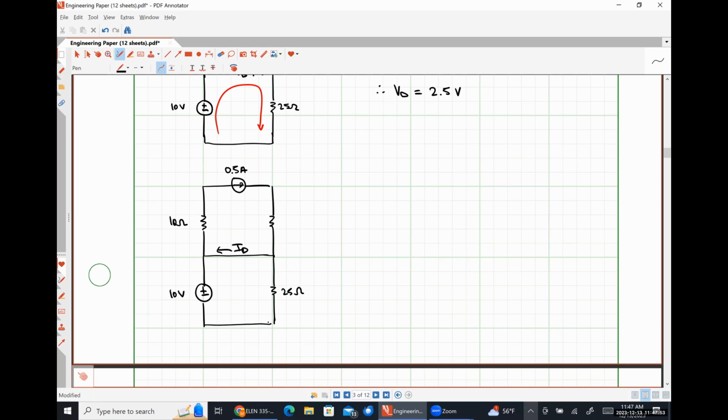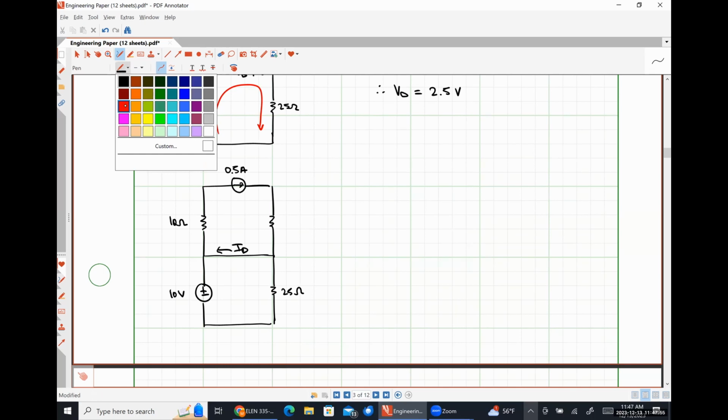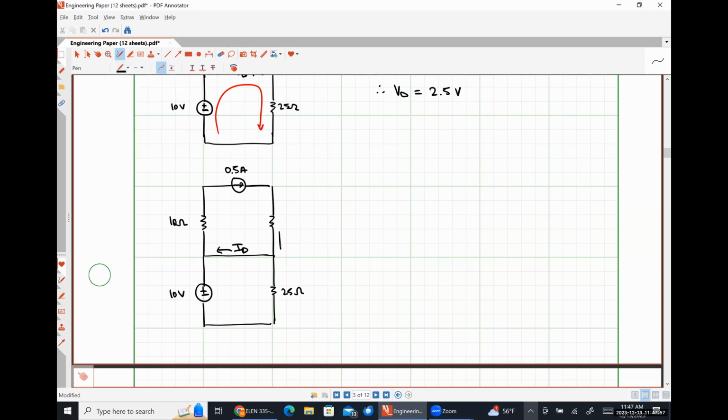Oops, I accidentally erased the 50. So let me ask you guys a simple question. What's the current flowing through the 50 ohm resistor? 0.5 amps. Great. What's the current flowing through the 25 ohm resistor? 10 over 25.